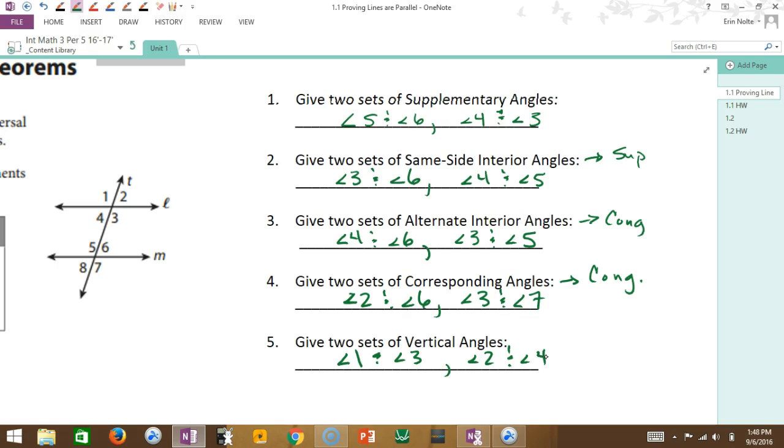1 and 3 are what kind? They're supplementary. Complementary. Good call. Okay, let's talk about the word complementary. What does complementary mean? They complement each other. Not in geometry. But don't they add up to 90? They add up to 90.